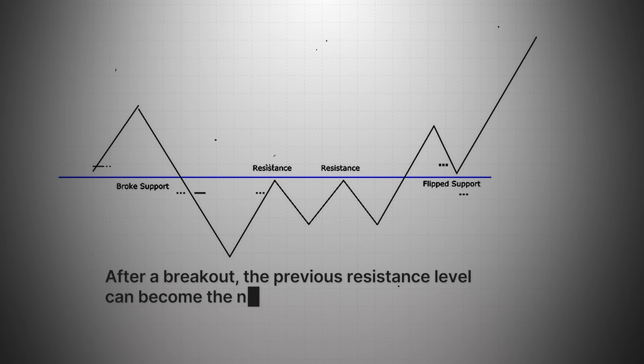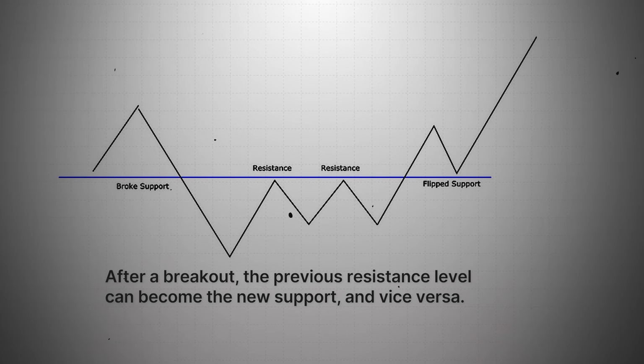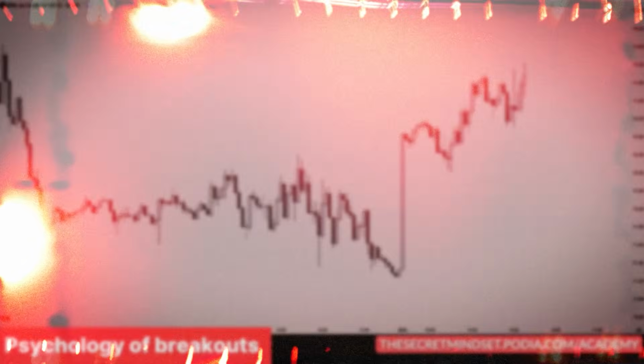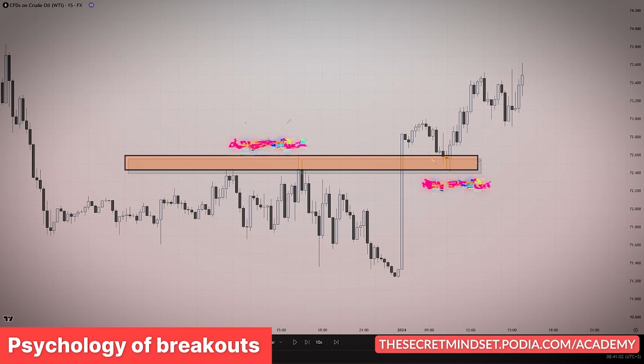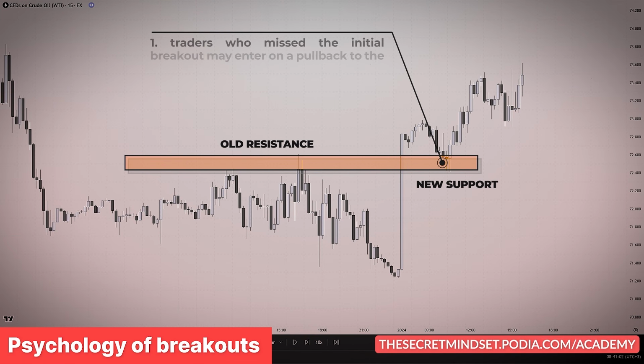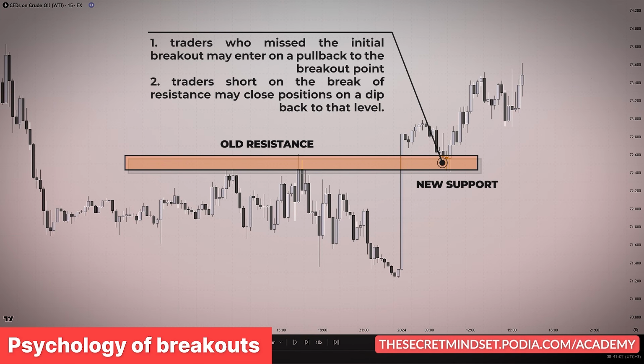Here's a key point though. After a breakout, the old resistance level can become the new support, and vice versa. This is because traders who missed the initial breakout will often look to enter on a pullback to the breakout point. Also, traders who went short on the break of resistance may look to close their losing positions on a dip back to that level.